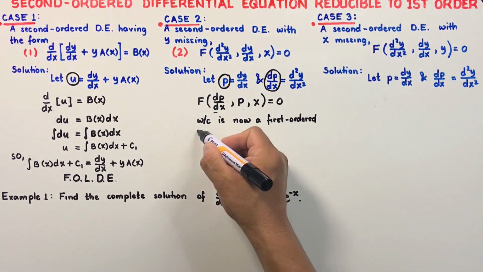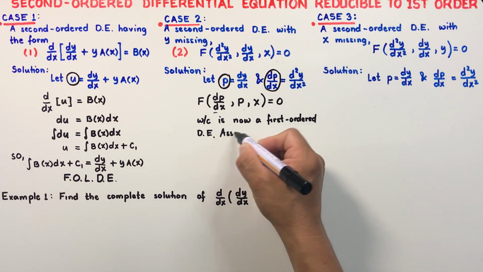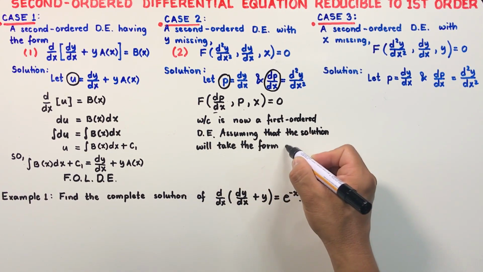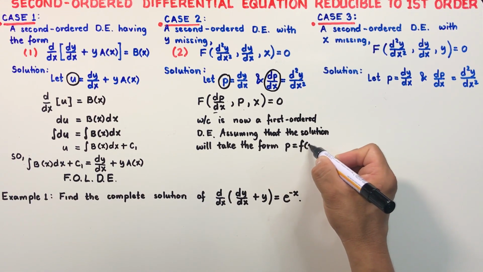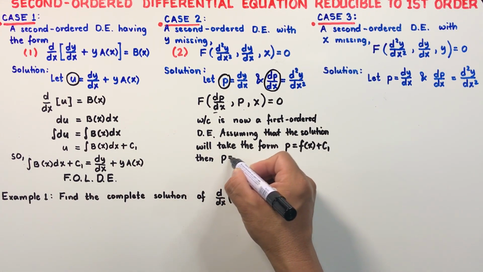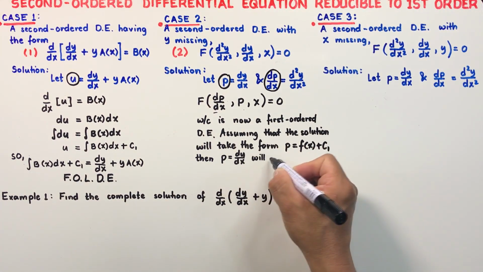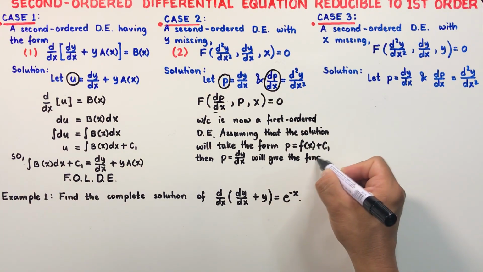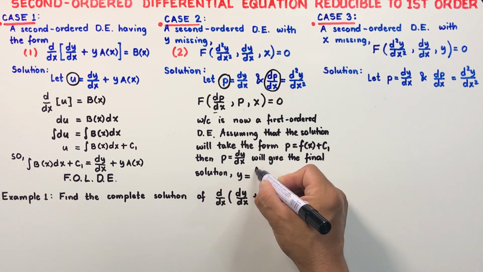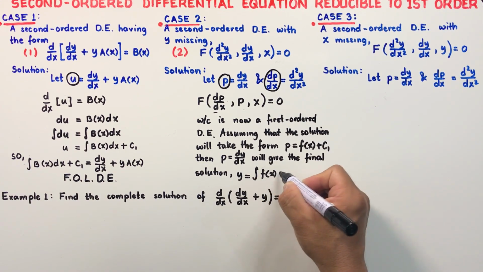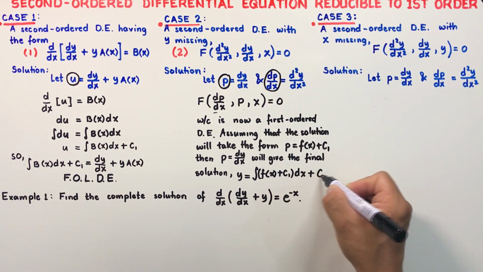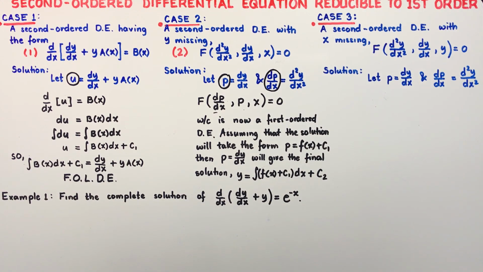But you can see here that there is no y variable, and we know that this is now a first-order differential equation. Assuming that the final solution will take the form of p equal to some function of x plus the constant of integration c sub 1, then the substitution p equal to dy/dx will give the final solution y equal to the integral of f of x plus c sub 1 dx plus the constant of integration c sub 2, because you are integrating twice already.